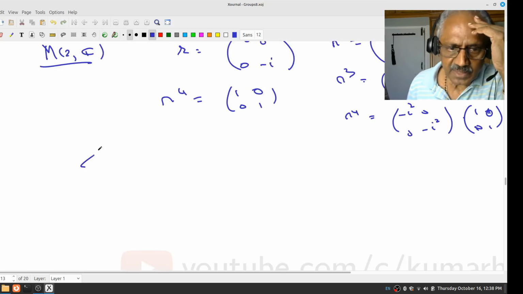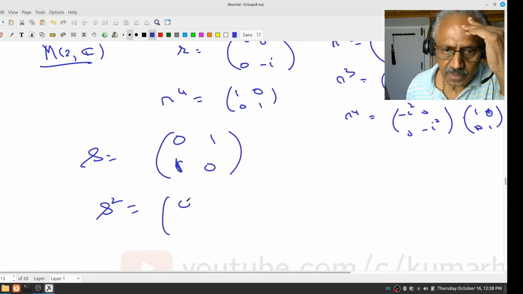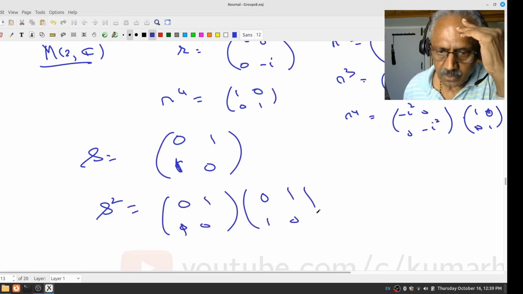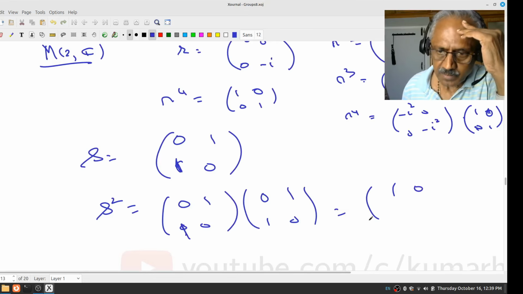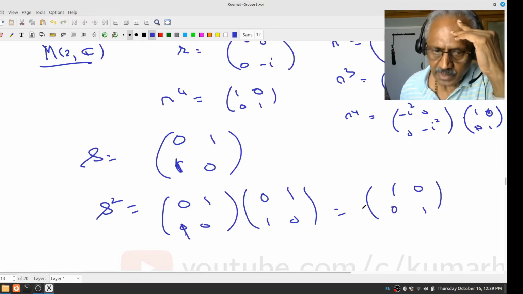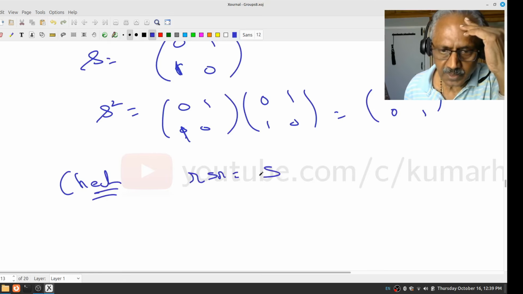Next, let's look at S equal to 0, 1, 1, 0. What is S squared? 0, 1, 1, 0 times 0, 1, 1, 0. First row by first column 1, first row by second column 0, second row by first column 0, 1. So identity. Then you can check RSR equal to S. Check this.